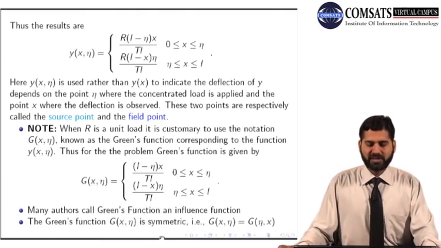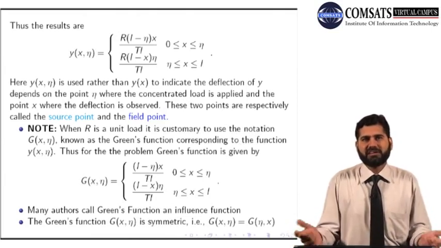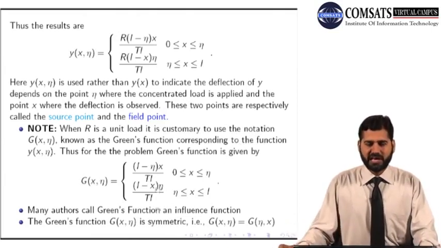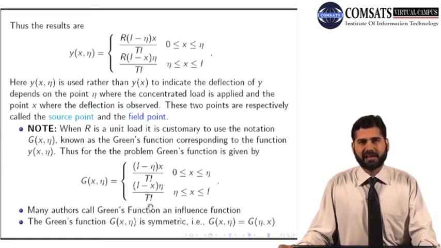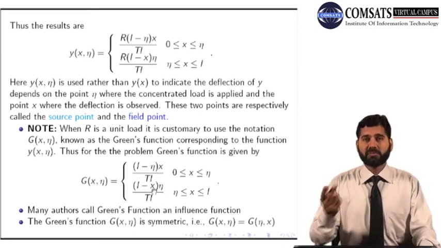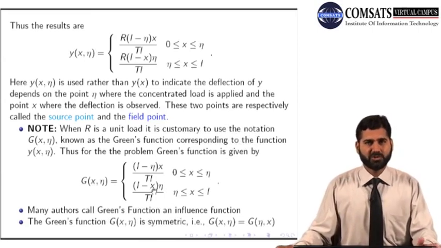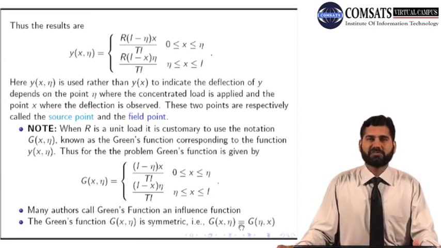The Green's function is symmetric, and to keep it more simple, you can take the tension, the unit tension on the string, to be 1 as well. If you do that, you can make it simpler: (L minus eta) x by L and (L minus x) eta by L. All right. Green's function is symmetric. If you replace x and eta, you get g(x, eta) back, right? So g(x, eta) and g(eta, x) are the same. These are the symmetric functions.